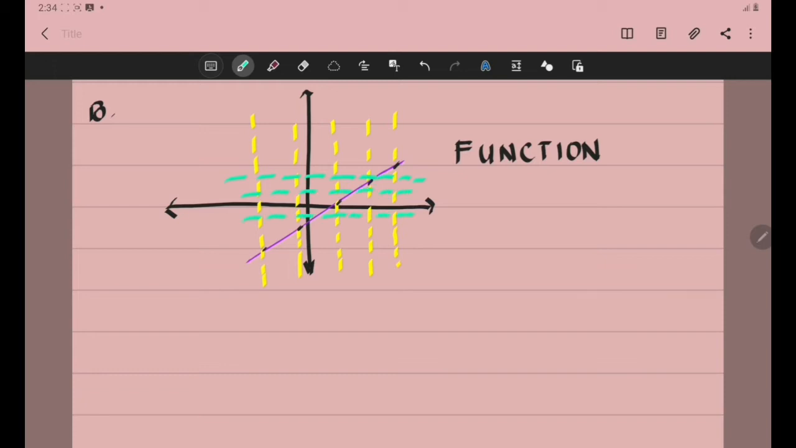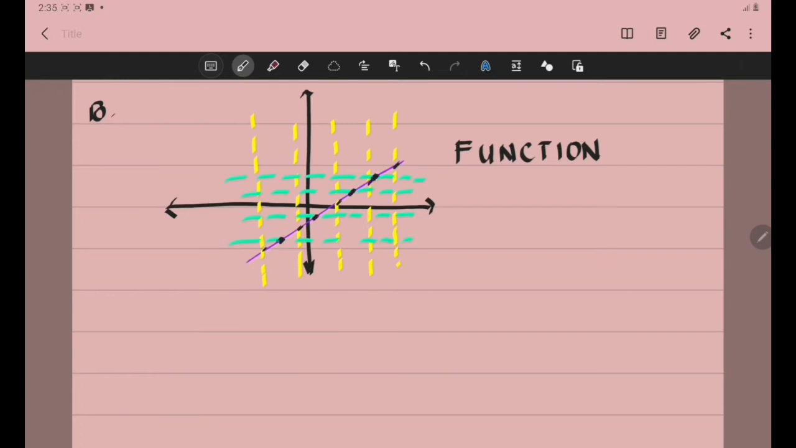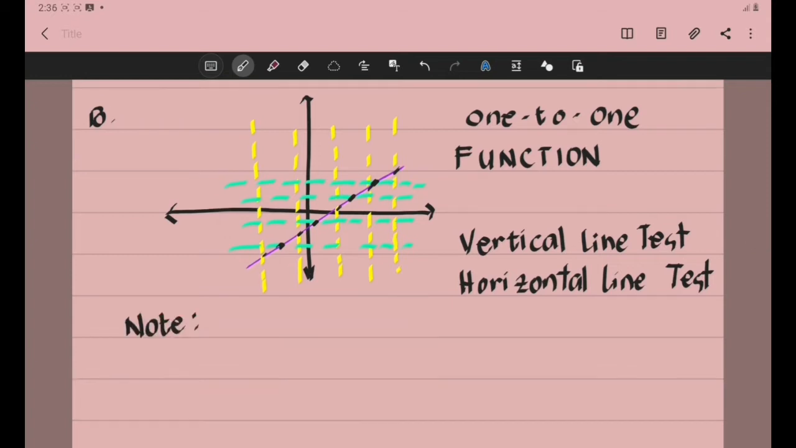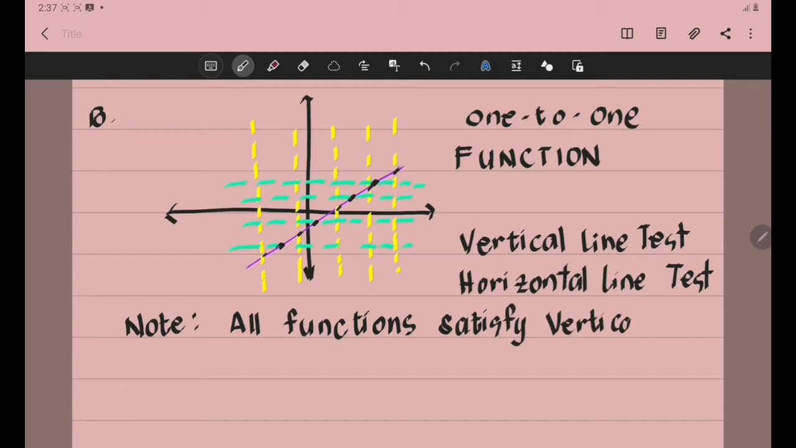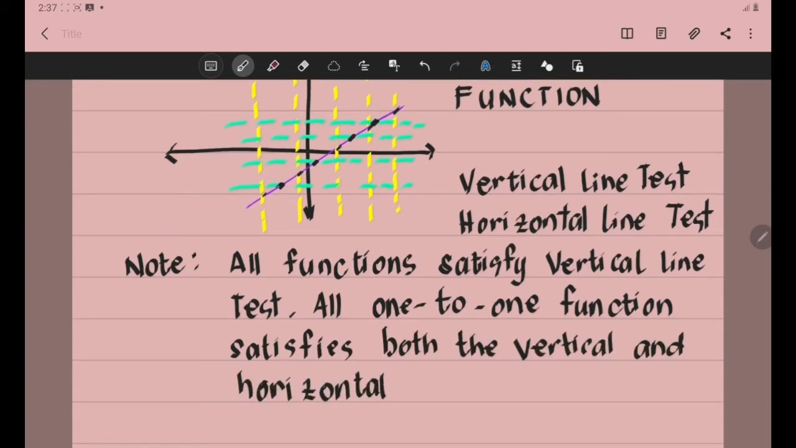Of course, katulad din kay vertical line test, kailangan yung horizontal line test, pag dumaan sa graph mo, there is exactly one point of intersection. So, since dito sa graph natin na to, may one point of intersection lang, that is considered as one-to-one function. So, again, gagamitin natin sa vertical line test to test if the graph is a function. At gagamitin naman natin si horizontal line test to test if that function is a one-to-one function. Note, mga anak. All functions satisfy the vertical line test. All one-to-one functions satisfies both the vertical and horizontal line test.